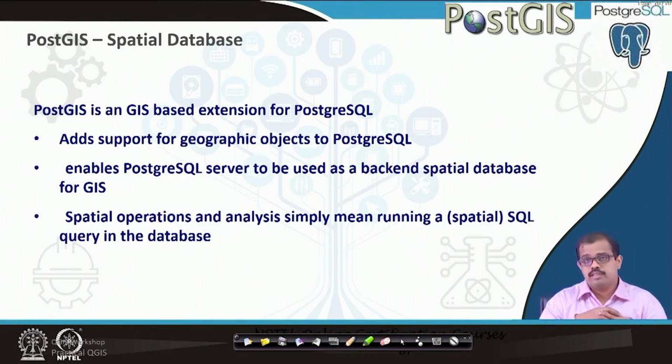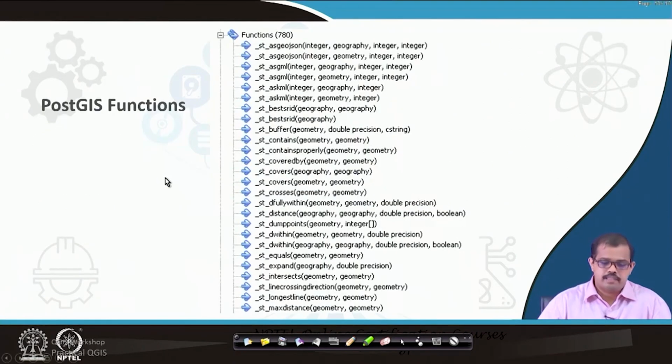Okay, so PostgreSQL cannot be used as a GIS database on its own; it has to be connected to PostGIS, so that PostGIS provides the geometric or geographical nature, whereas PostgreSQL provides you the database. So spatial operations and analysis simply mean running an SQL query in the database. That is through the SQL operation itself.